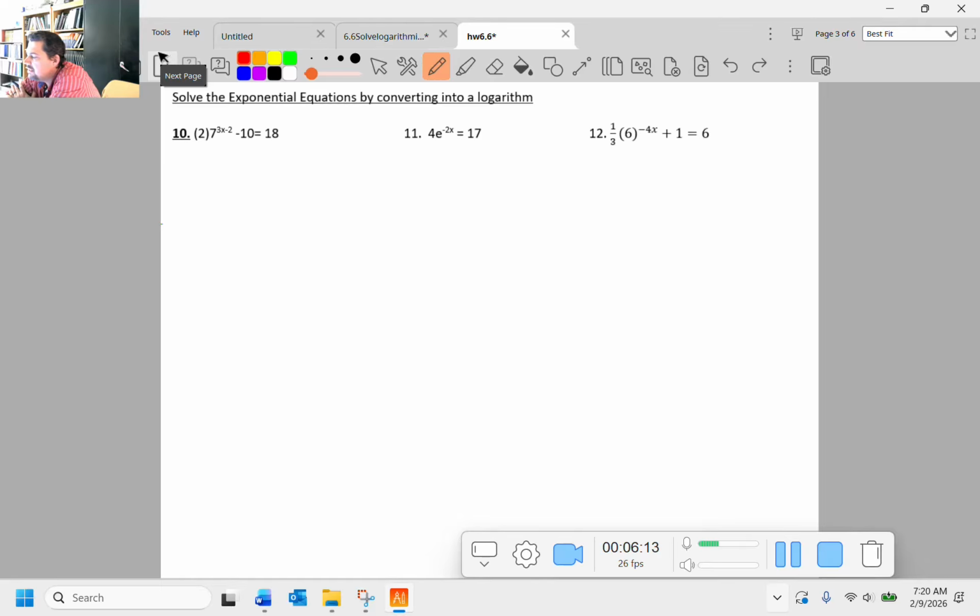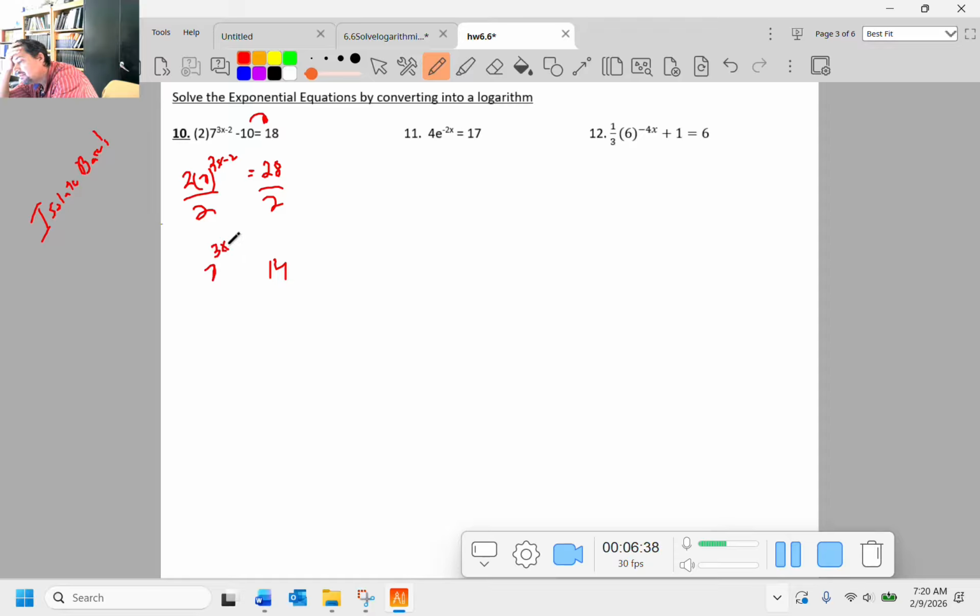All right, number 10, solve the exponential equation by converting into a logarithm. Now, obviously, the first thing we're going to do is isolate the base. Isolate that base. So we're going to add 10. That's going to give us 28. Now we're going to divide out the 2. 28 over 2 is 14.